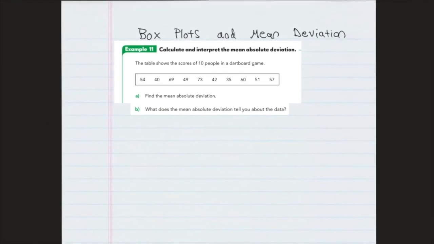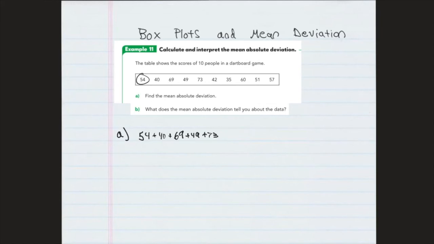And we just have one more example, and that's about finding the mean absolute deviation from this set of numbers. So first we have to find the mean, which is just taking the average. In this case, because we're not doing any quartiles or anything, we don't have to order them. We're just taking the mean. You do that by adding all of those numbers up and dividing by the amount of numbers you have. Let's start with part A. I'm going to add 54 plus 40 plus 69 plus 49 plus 73.